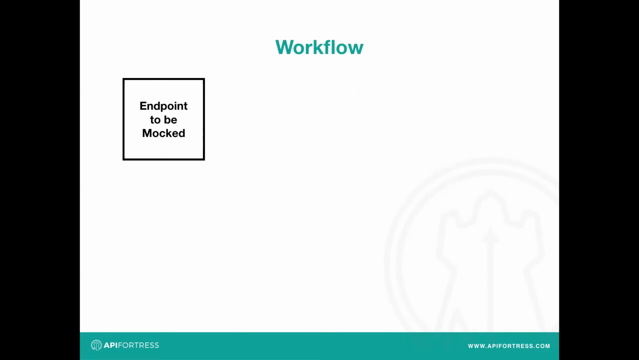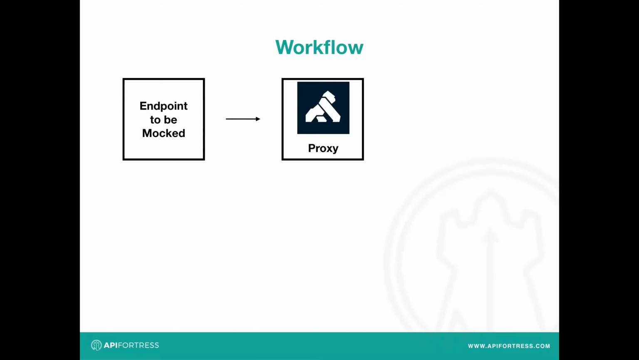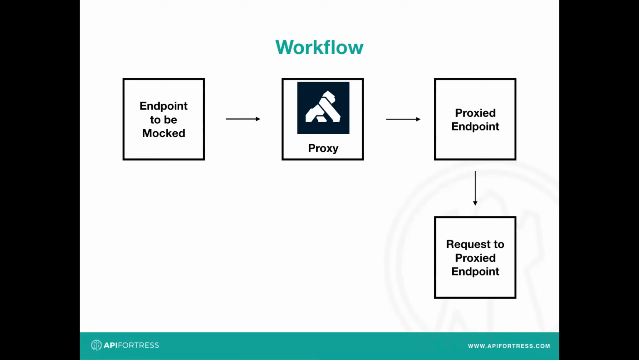So in terms of our workflow, we're going to start with an endpoint to be mocked. So this is ultimately what we want to record as our mock. And we're going to pass that through Kong, and in doing so, create a proxy version of that endpoint. So that'll wind us up with our proxy version of the endpoint. And then we're going to send a request to that proxied endpoint.